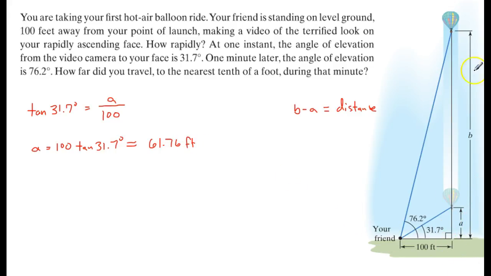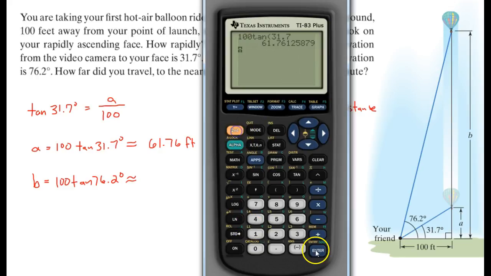And then we're going to do it for B. So when we've elevated much higher than that. Notice the only thing that's going to change is this is going to go from 31.7 to 76.2. So we can just jump straight into this. B is 100 times the tangent of 76.2 degrees, which is approximately, I'm going to hit second enter, bring back the last thing I did, and change this to a 76.2. So 407.13.